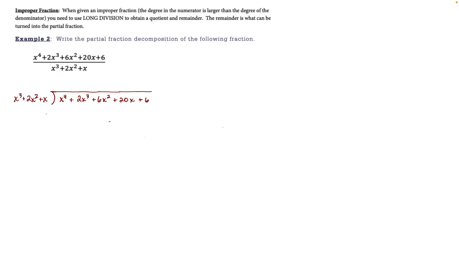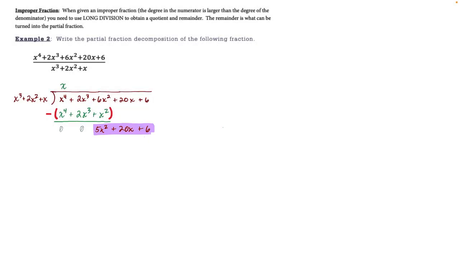If we divide numerator by denominator, we go through the process of polynomial long division. We need to multiply by x. Distributing x through, we get x to the 4th plus 2x cubed plus x squared. Don't forget we're subtracting that green polynomial from the like terms above.